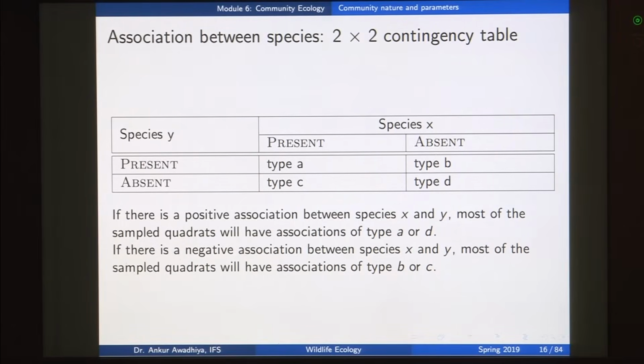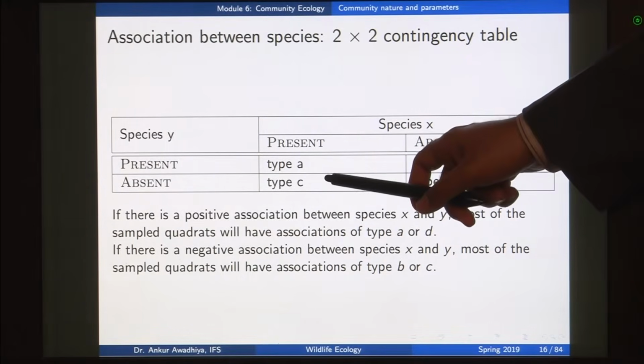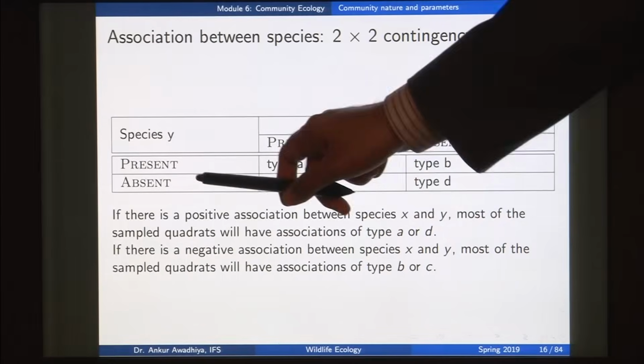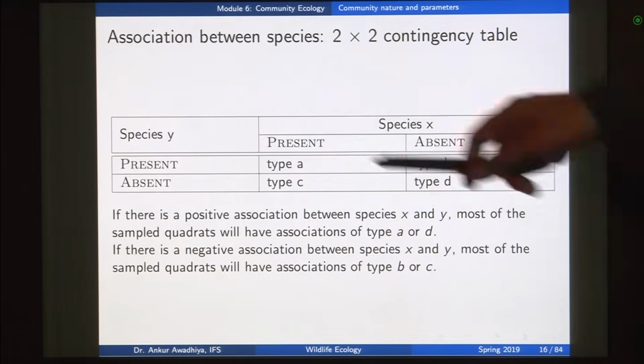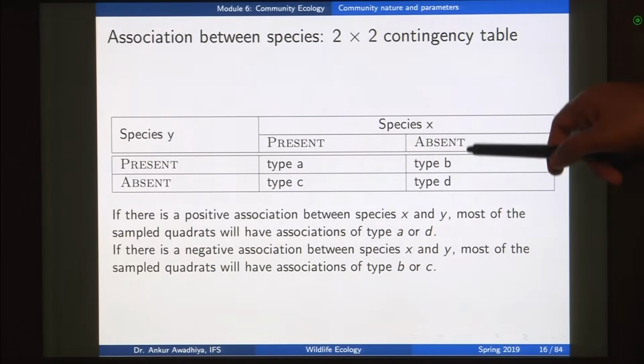On the other hand, you can have a negative association. A negative association is if you have a species X that is present, species Y will be absent, and where species Y is present, species X will be absent. So, you can have either X or Y, but both of these will not come together. We say that any two species in a community can be positively associated or they can be negatively associated.